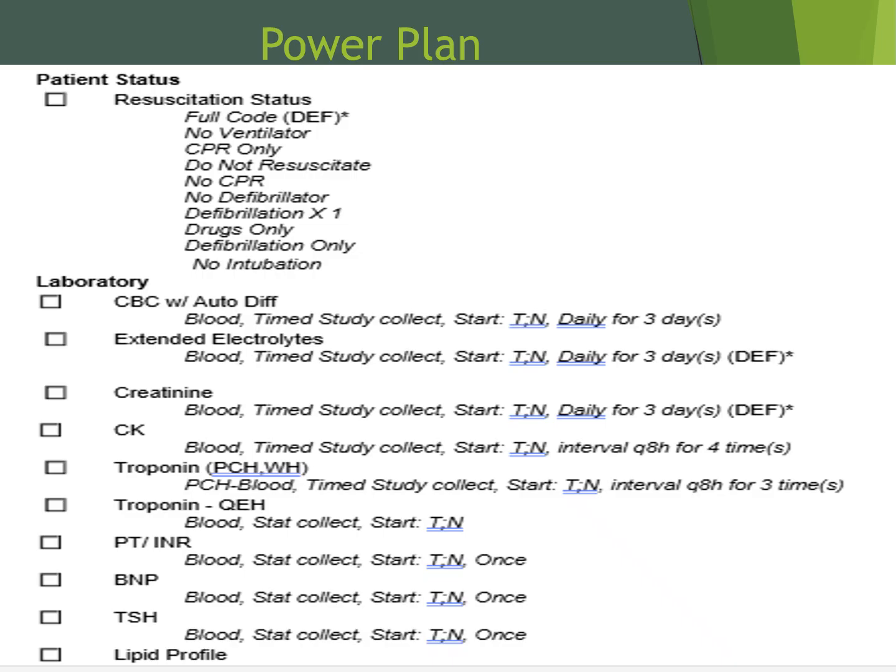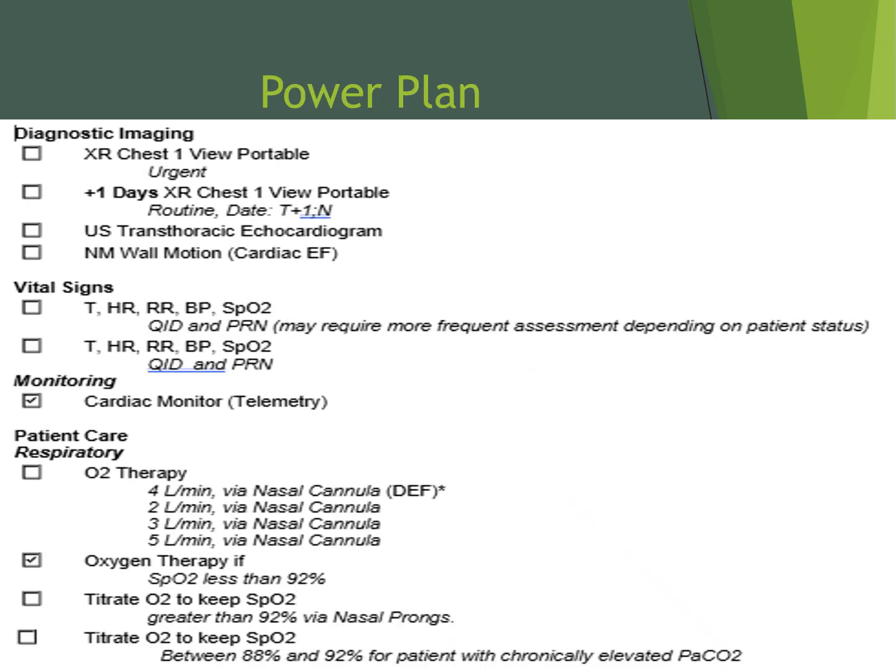The power plan also gives a reminder for resuscitation status to be ordered if not previously discussed with the patient, as well as some options for stat and daily blood work. There are options for diagnostic imaging to be selected by the physician. Orders for vital signs will be QID and PRN and may be required to be increased or decreased depending on the patient's status.